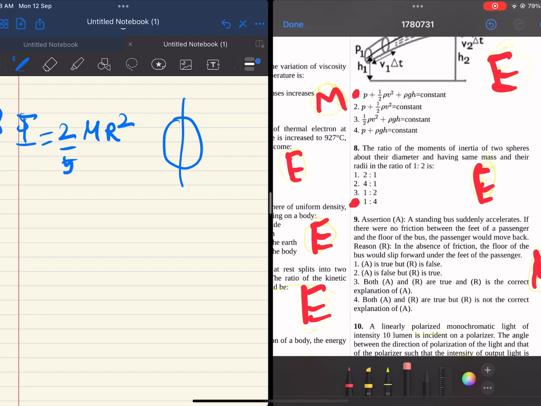Therefore the assertion and the reason are correct statements, and the reason explains the assertion. So option 3 is right for the ninth one.